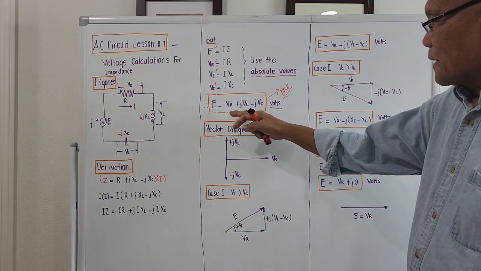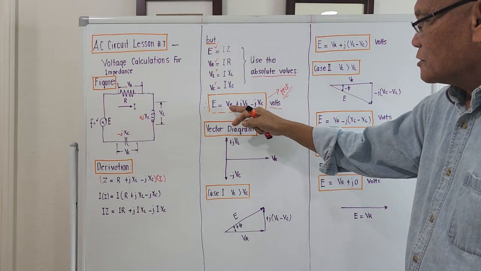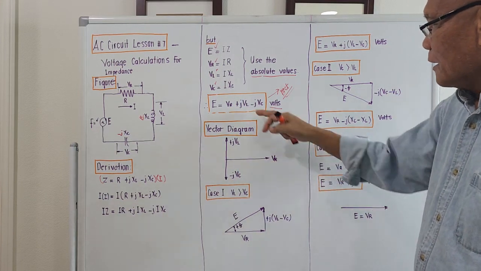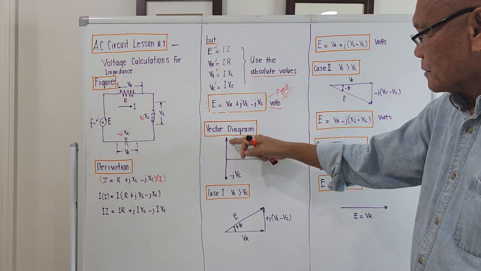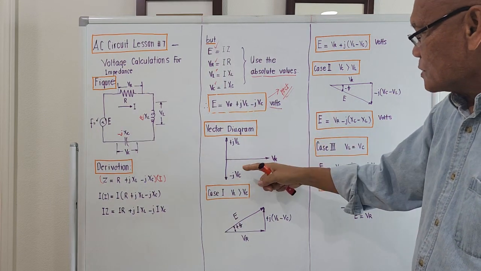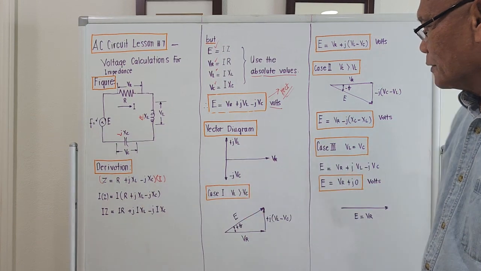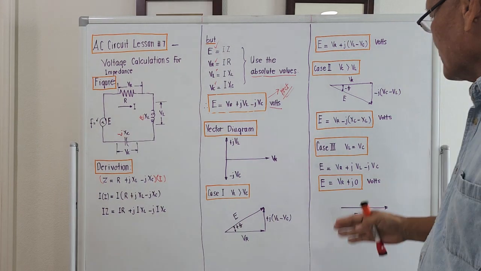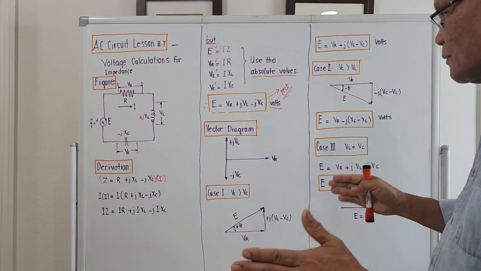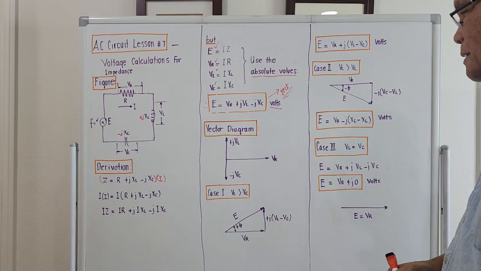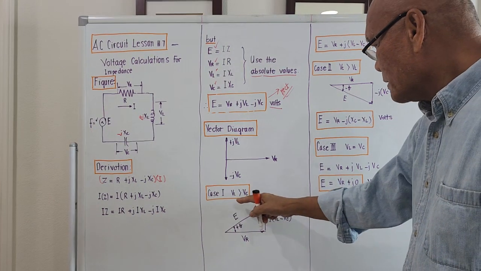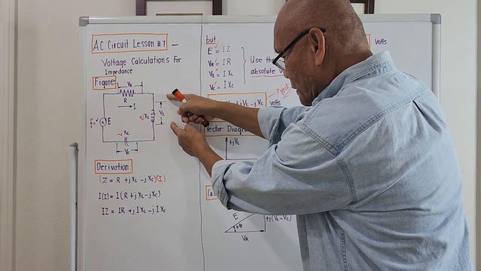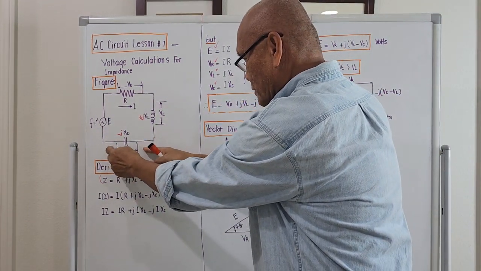So if we try to bring out the vector diagram, for V sub R, it is a plain real part. So this is the value of V sub R. And plus j V sub L is actually upward, and minus j V sub C is actually downward. So for the voltage E, there will be three possible cases that will come out. Case number one is when the voltage across the inductor is greater than the voltage across the capacitor.